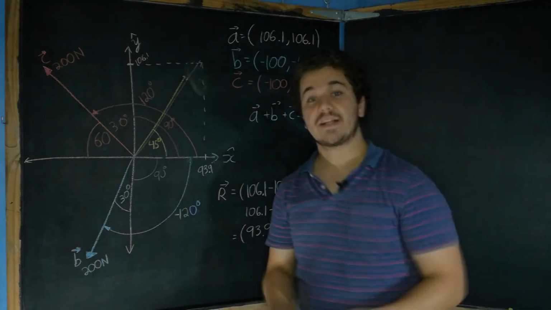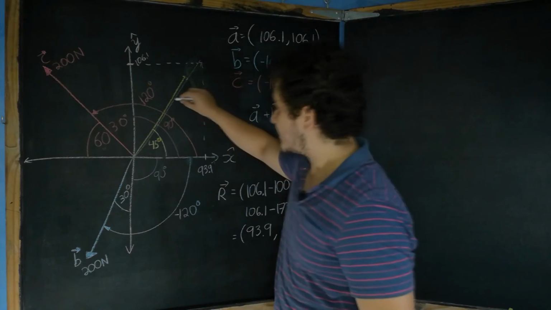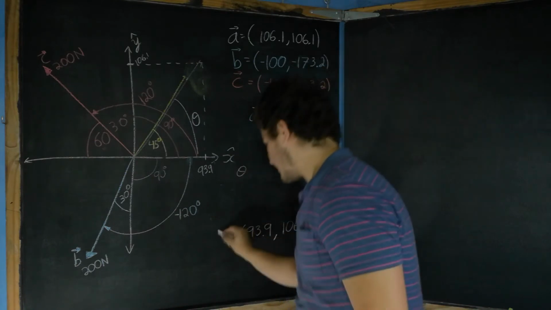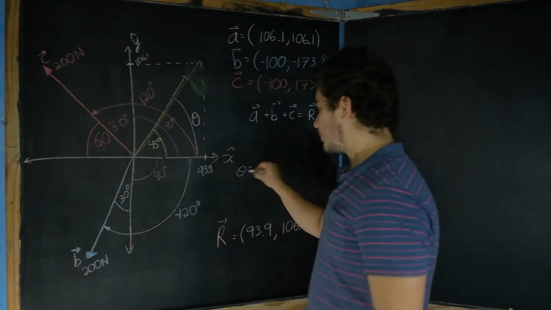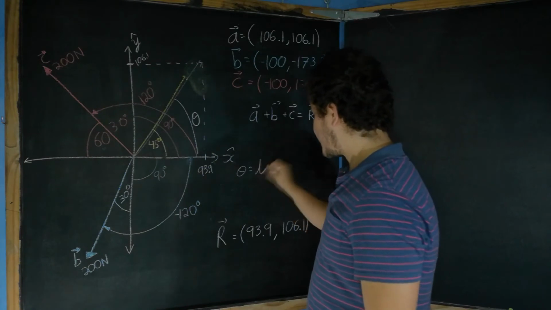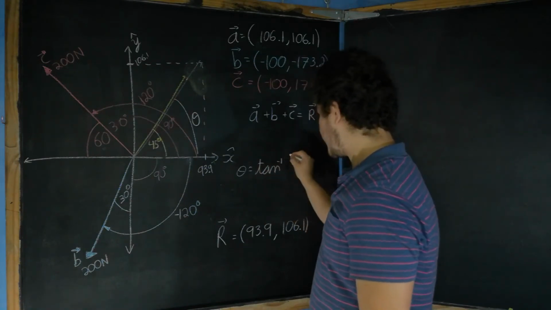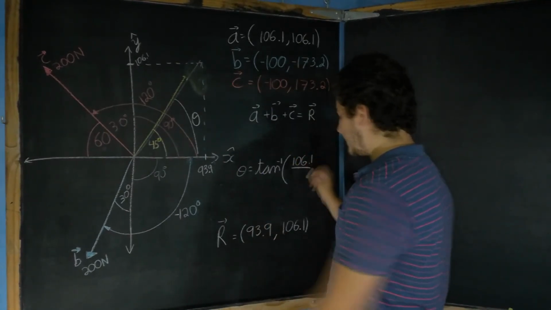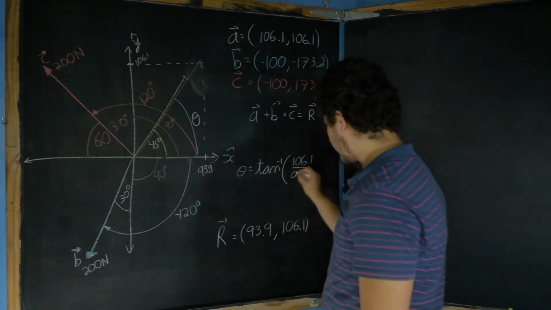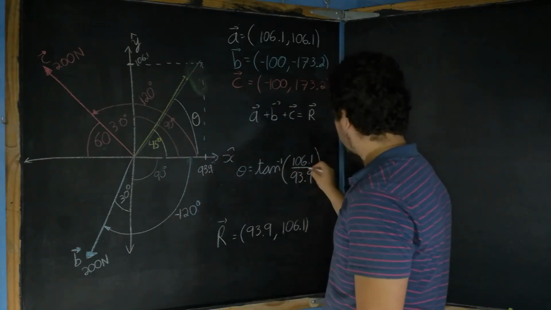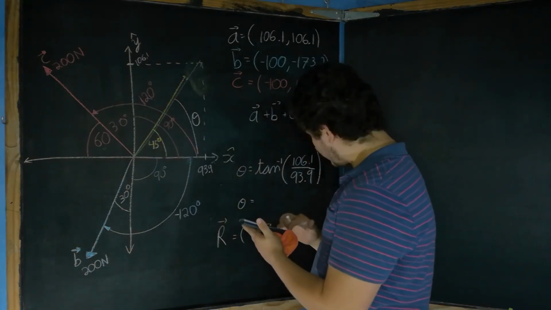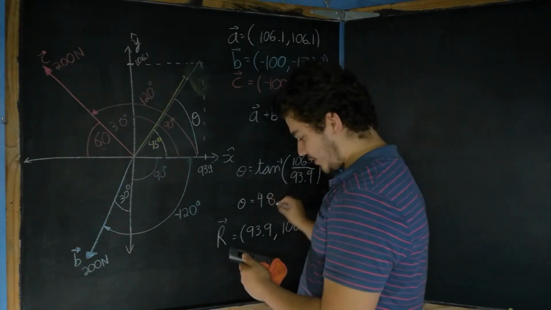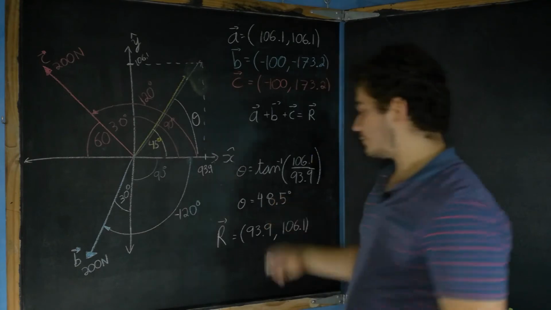If we want to calculate the angle of the vector from the x-axis, this angle, theta, and this is the resultant vector. Theta would be equal to the inverse tangent, so tangent inverse of the y component divided by the x component, okay? 93.9. And it has an angle of approximately 48.5.